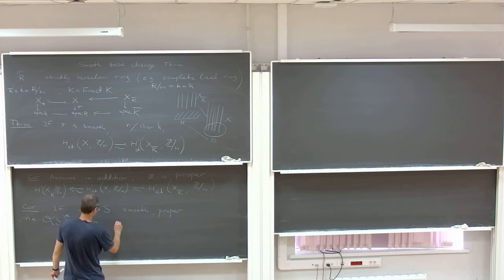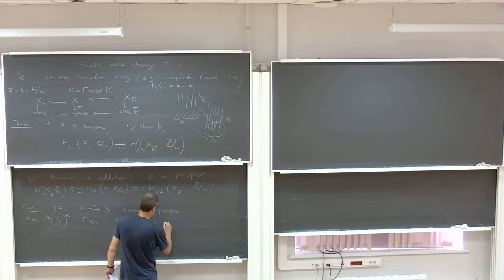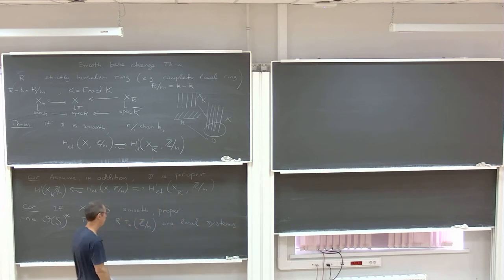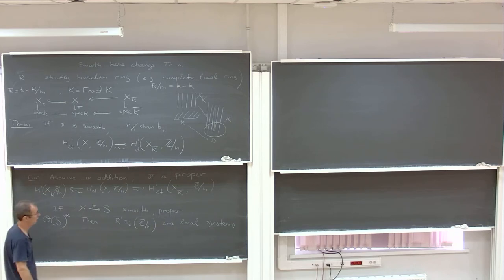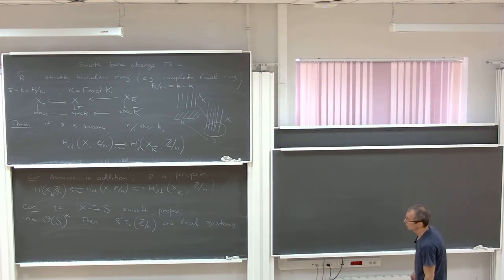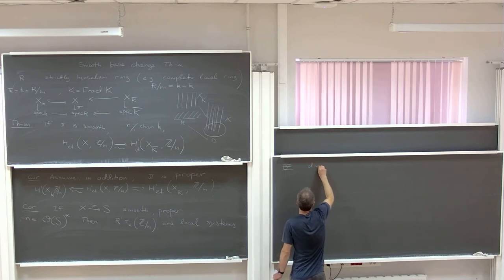All the higher direct images of the constant sheaf are local systems. Okay? So let's see why this is the case. Proof. Well, to save time, I will prove it in the case when the dimension of the base is equal to 1.